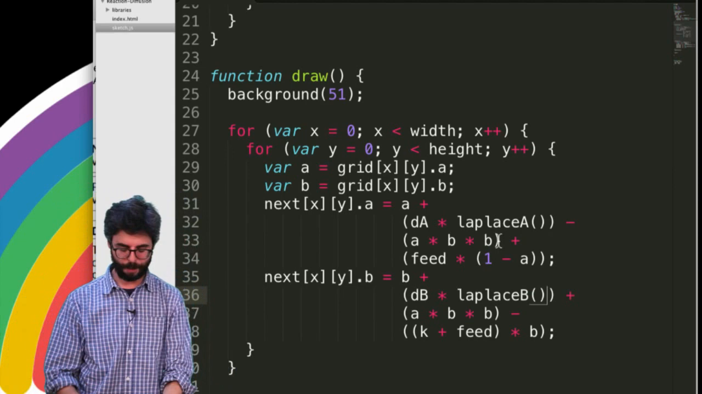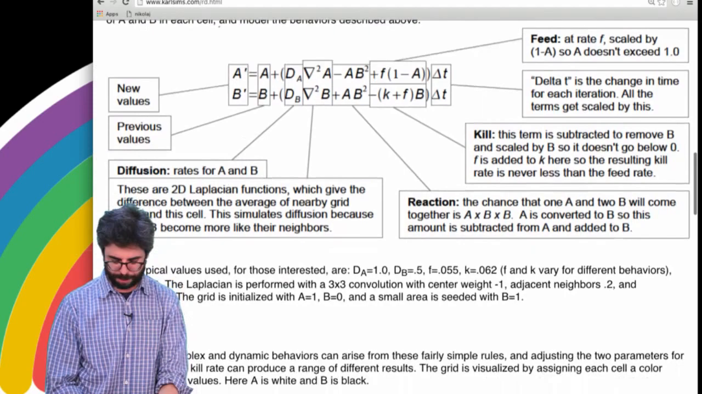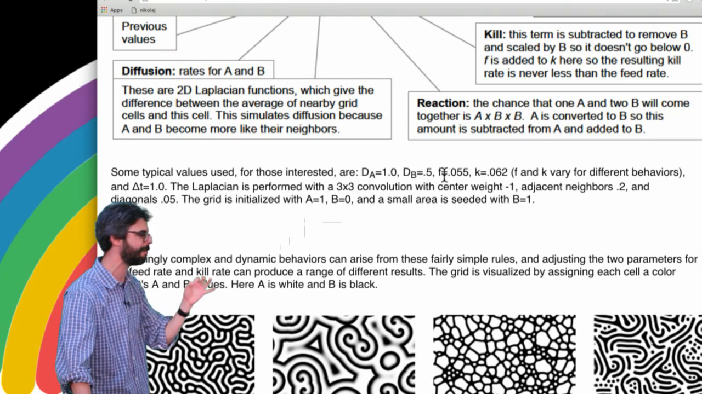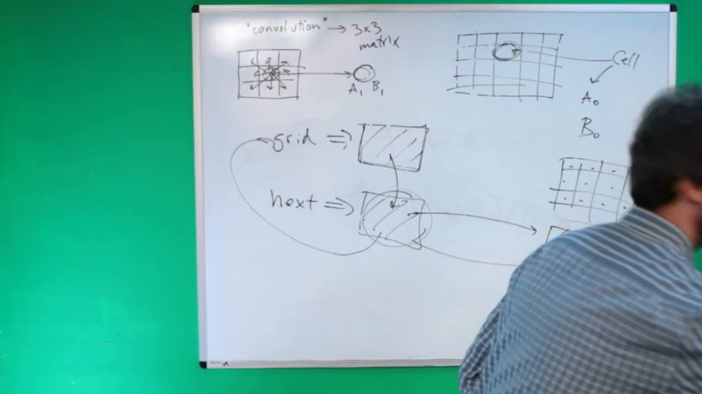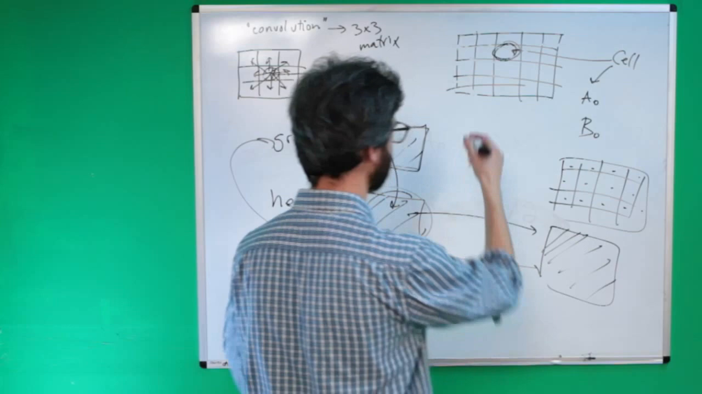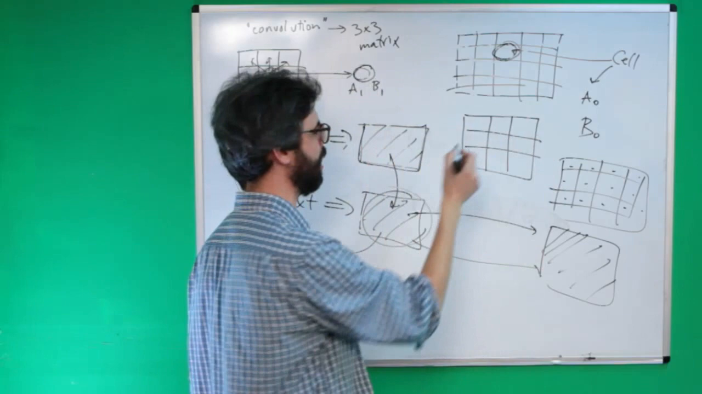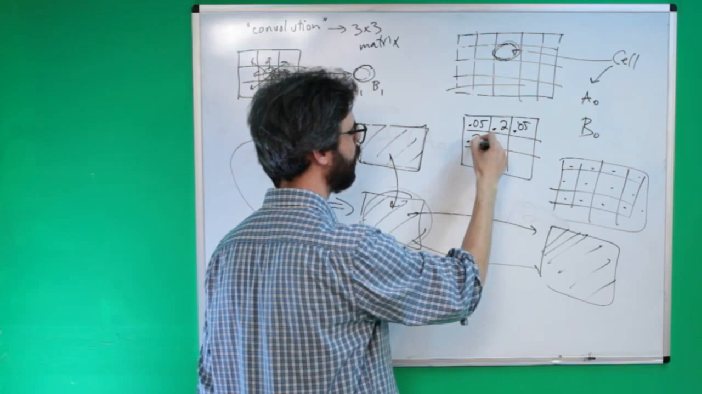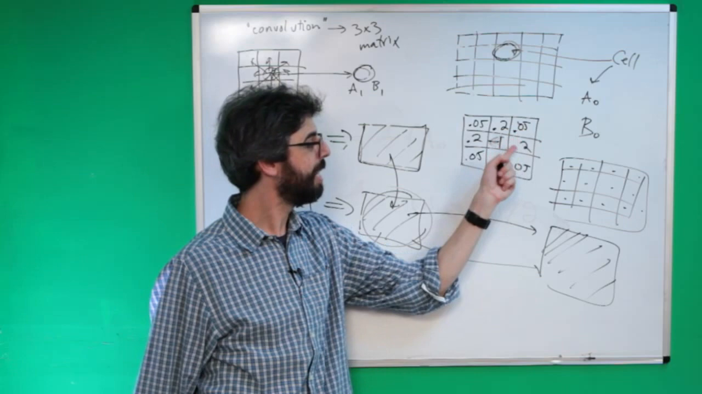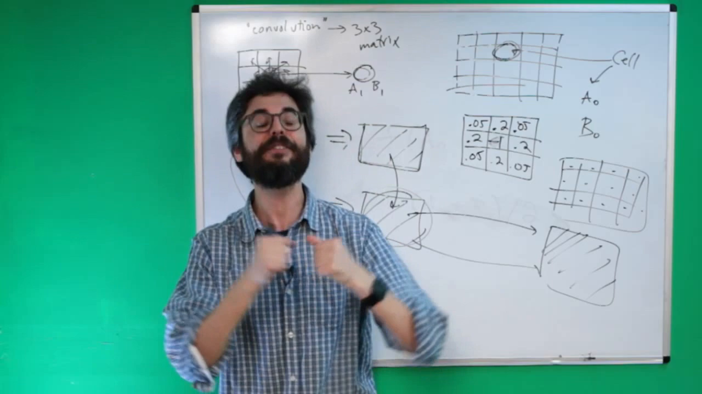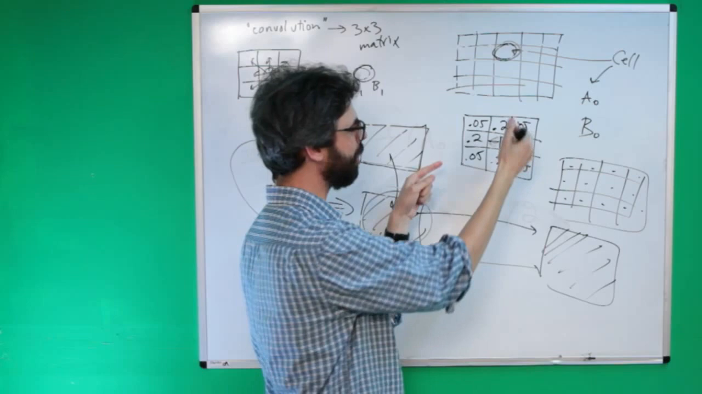So if we go back to this page, here it says the Laplacian is performed with a 3x3 convolution with a center weight of -1, adjacent neighbors 0.2, and diagonals 0.05. Now, there are different ways you could do this. This means the following: in this function, I need to look at every single cell and apply a weight. 0.05, 0.2, 0.05, 0.2, this is the center one, -1. And then 0.2, 0.05, 0.2, 0.05. The diagonals get a weight of 0.05, the adjacents get a weight of 0.2, and the center gets a weight of -1. We're trying to determine the difference between that center cell and its neighbors. And you notice these have higher weights because the adjacent ones are closer than the diagonals. So those chemicals are going to play a larger role in the reaction.